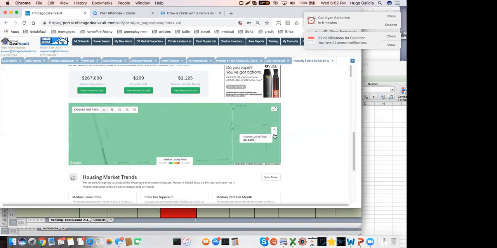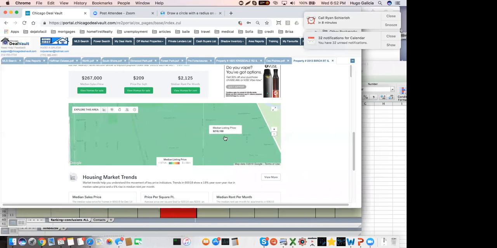Maple. So look at this. If the property is east of Maple, the listing median price is 218. West of Maple, 175, friends. You see the difference? 218, 175. It's a difference of about $40,000. Can you believe that?